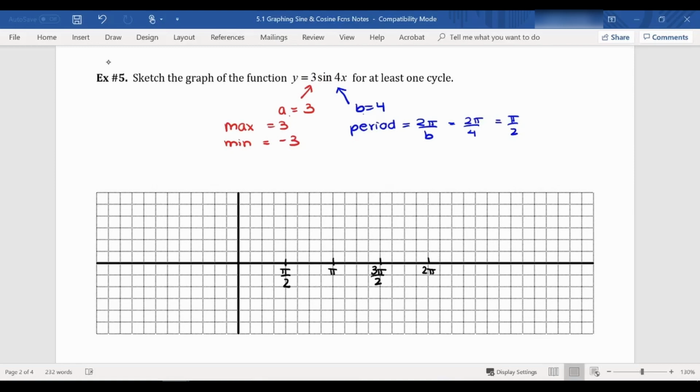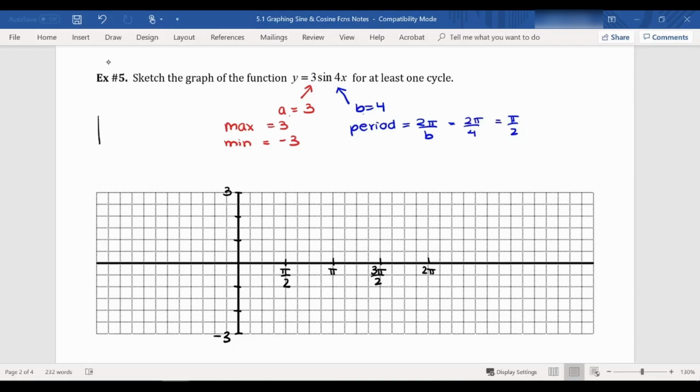I know on my y-axis I have to go at least up to 3 and at least down to -3. You do not have to do 2 boxes here. You could just have 3 boxes be worth 3 units. That's fine. Your graph will just look slightly different than mine.